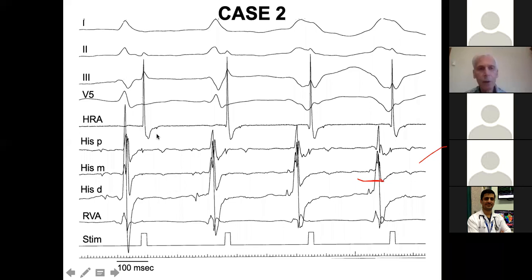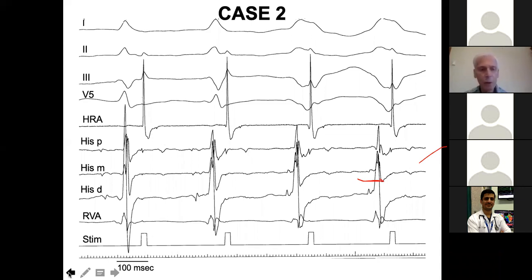This is atrial pacing with a narrow QRS. And then once you get enough delay in the AV node, it jumps to the atrial fascicular and goes up the His. Here it's going down the His. So sure. Thank you very much.